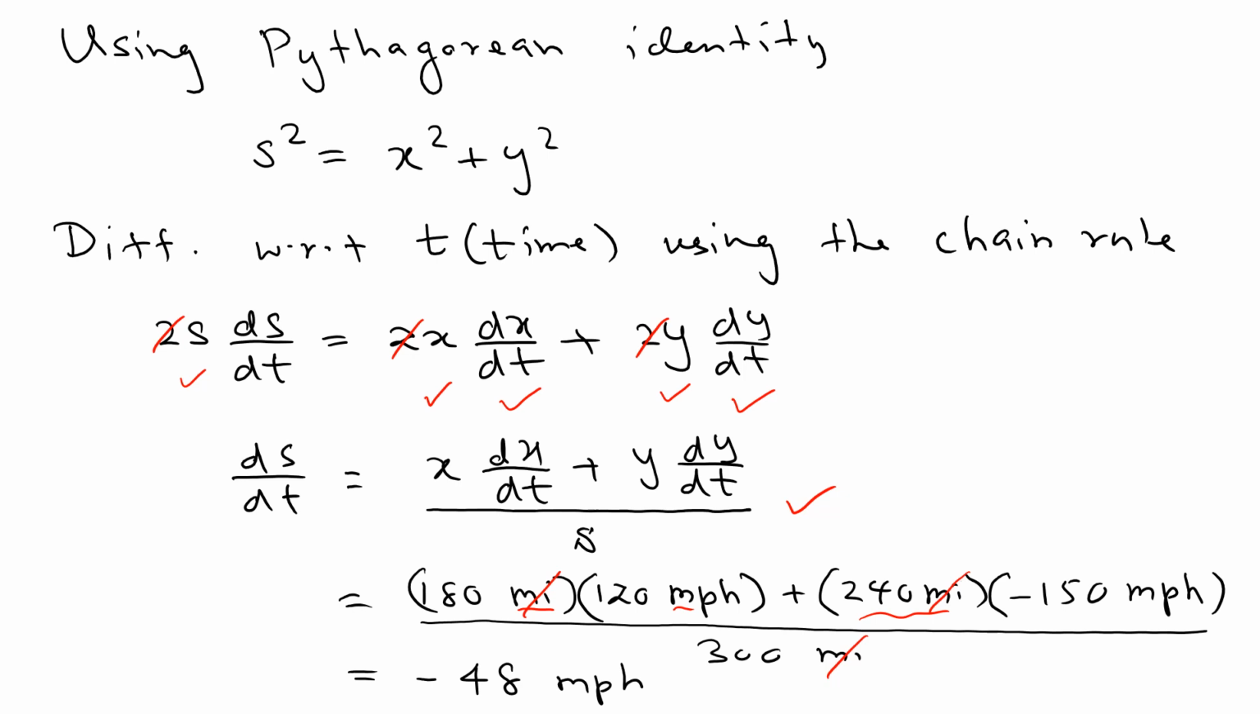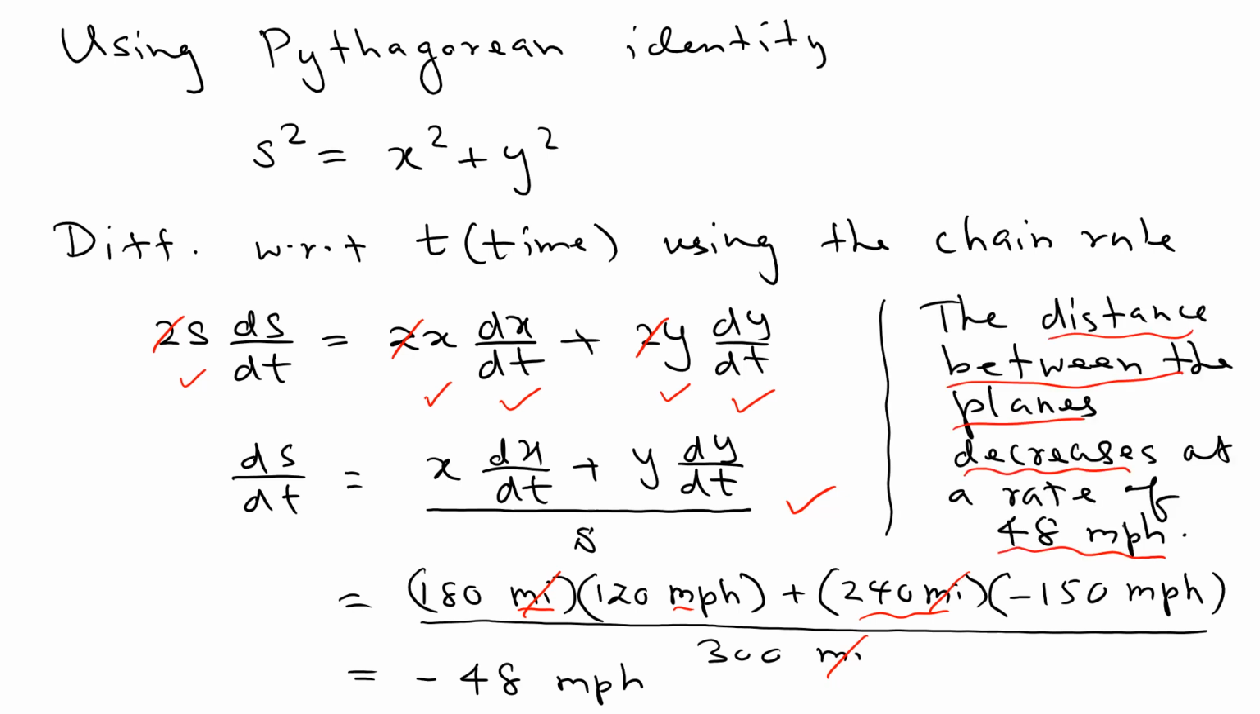So we can write it like this. I'm going to write it here. The distance between the planes decreases at a rate of 48 miles per hour. Since we say decreases, you do not have to say negative, because decreases already means negative. So you just say the number here. That's how you write the final answer. So let's look at the next part of the problem.